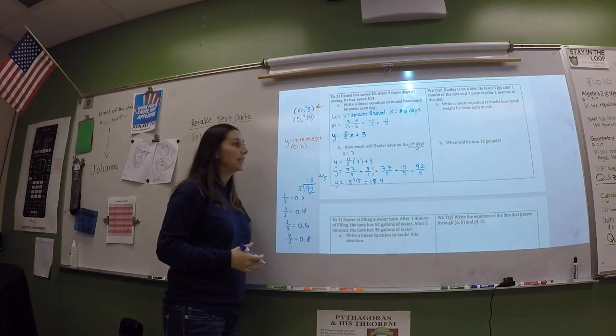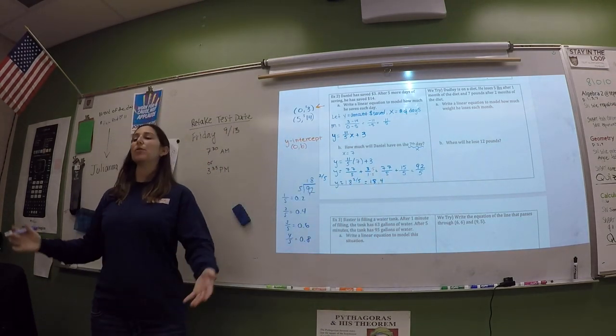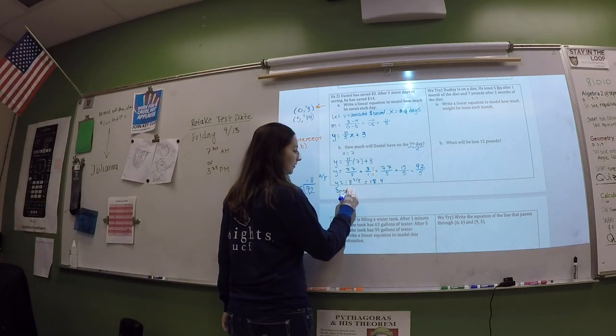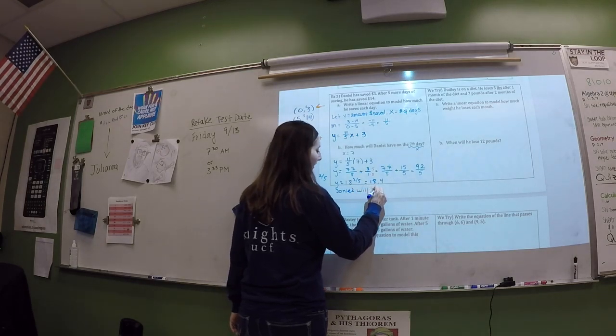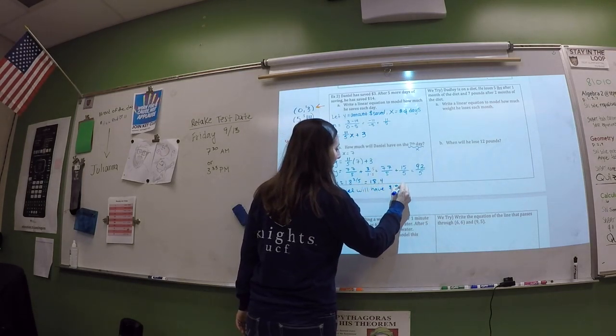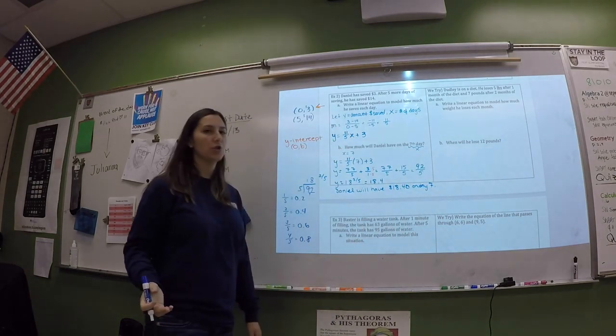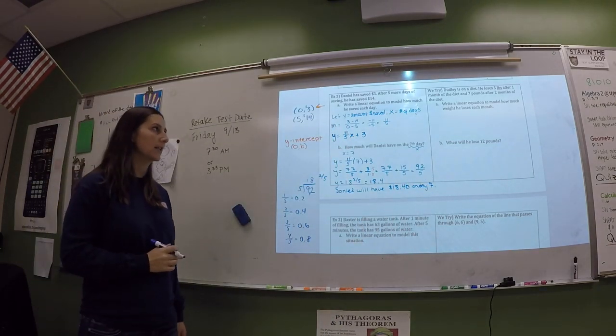If we're talking about money, how would we want to answer this question? How much will Daniel have? $18.40. Exactly. Daniel will have $18.40 on day 7, assuming that this trend is going to continue and assuming that the trend is linear.